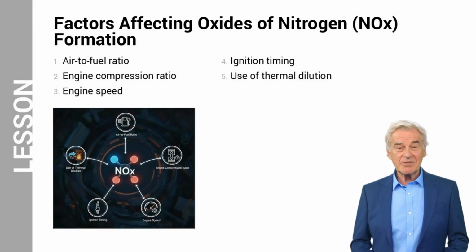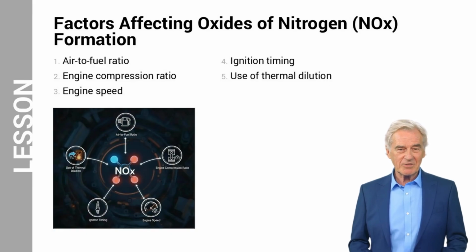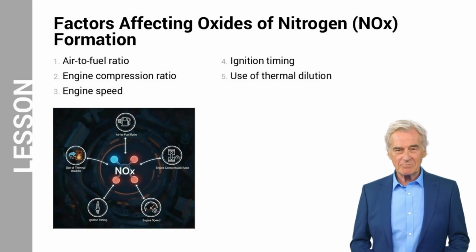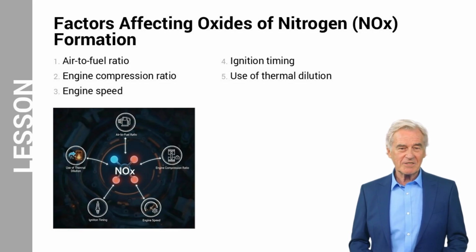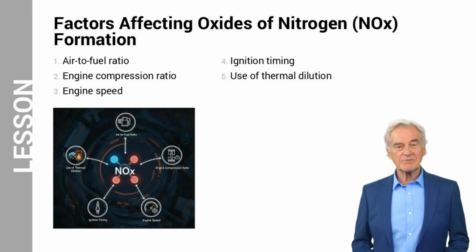Let's look at the factors that affect the formation of oxides of nitrogen. The amount of oxides of nitrogen produced depends on several internal combustion engine conditions. If the internal combustion engine operates at higher temperatures or pressures, more oxides of nitrogen are produced. Changing the air-to-fuel ratio, compression ratio, internal combustion engine speed, or ignition timing changes how hot the internal combustion engine runs. Some internal combustion engines use thermal dilution, which lowers the cylinder temperature and helps reduce oxides of nitrogen.